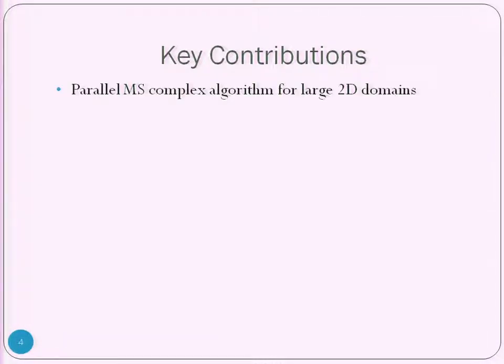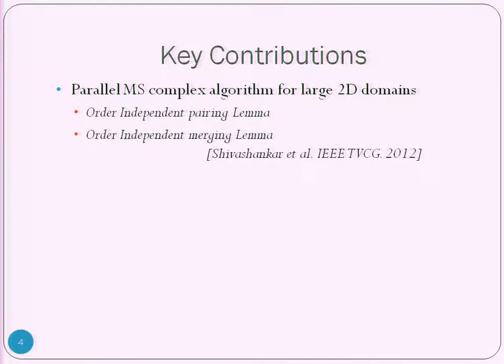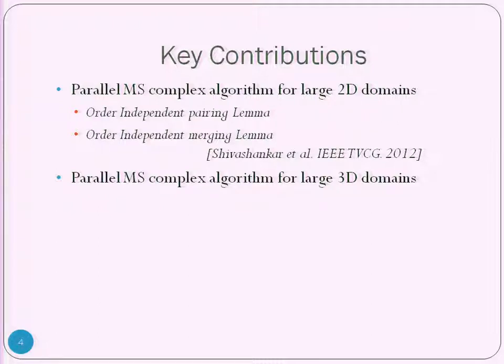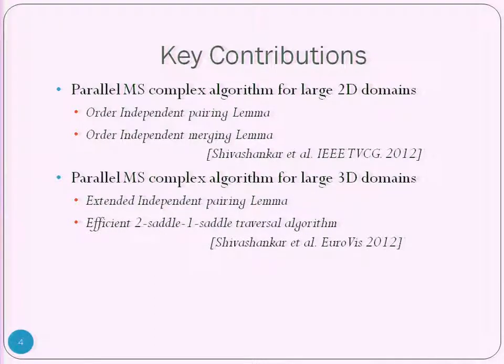The key contributions of this thesis are in parallel algorithms to compute the Morse-Smale complex in two-dimensional domains. This work depends on a few key lemmas, one of which is the order independent pairing lemma, and the second of which is the order independent merging lemma. The other contributions of this thesis are a parallel algorithm for three-dimensional domains, which extends the earlier pairing lemma, as well as provides a good algorithm to traverse what is known as the two-sided and one-sided gradient structure.